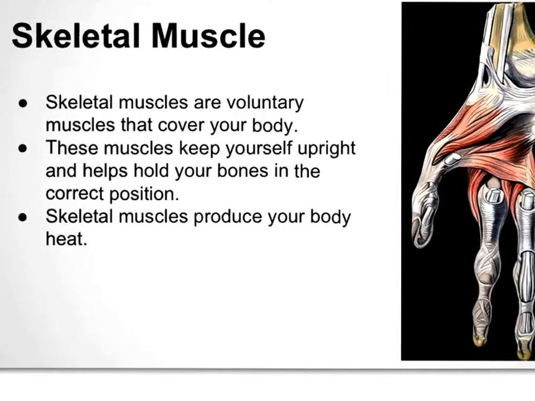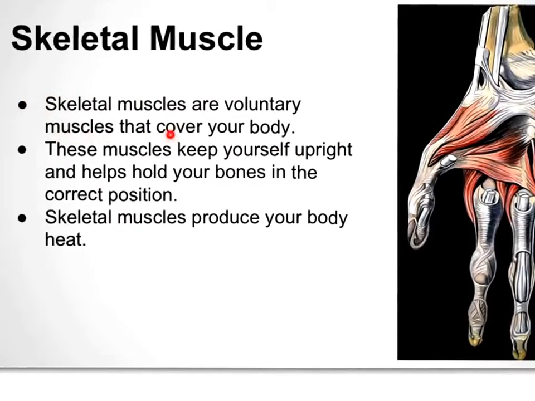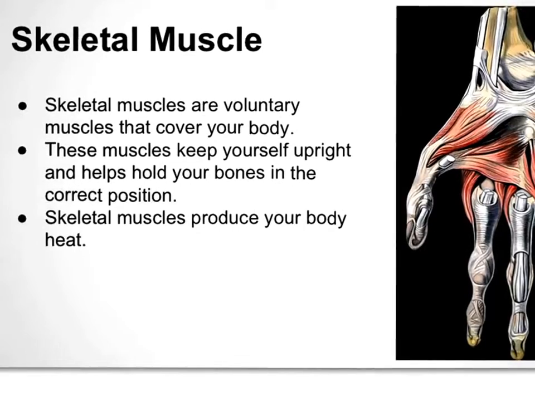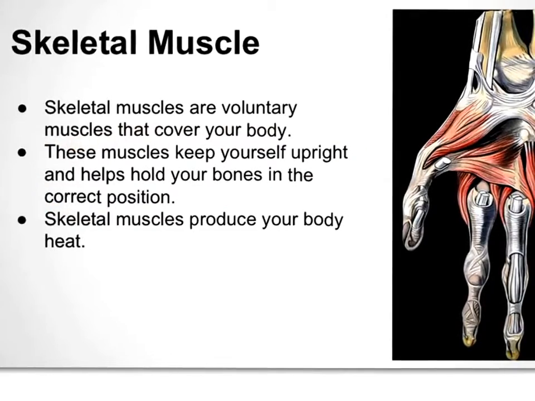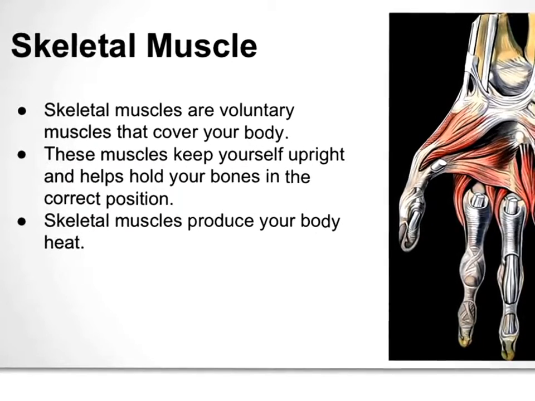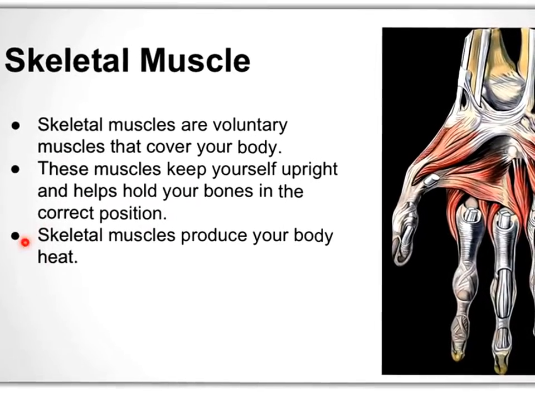Skeletal muscles are voluntary muscles, which means you can control these muscles consciously. They cover your body and give your body its shape. These muscles work all the time, making tiny adjustments to keep you upright and maintain your posture. These muscles also help hold your bones in the correct position and prevent your joints from dislocating. Skeletal muscles will also produce heat, which creates your body temperature.